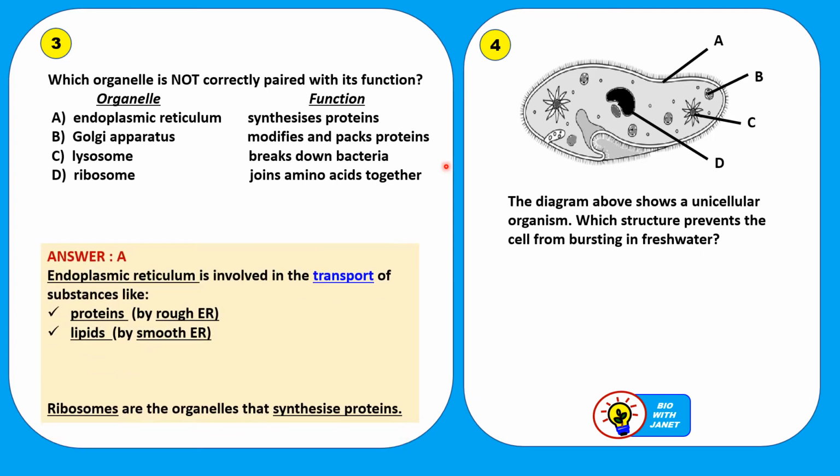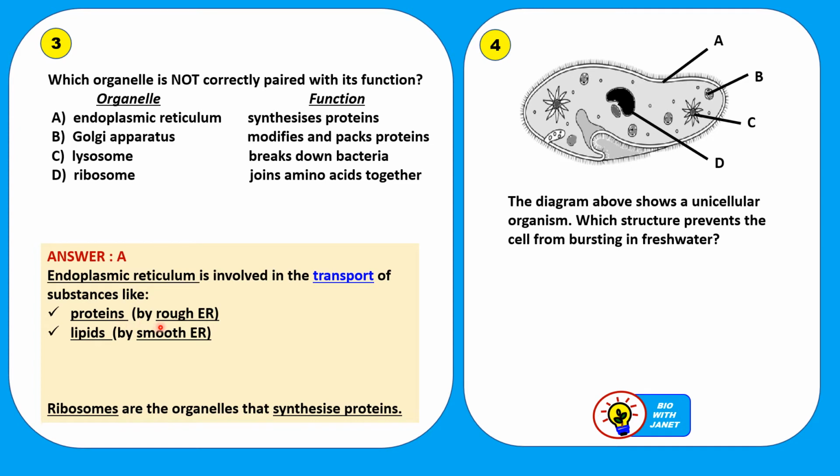Right? The answer is A. Endoplasmic reticulum does not synthesize proteins. So this function is wrong. So this organelle is not correctly paired with this function. Now, what is endoplasmic reticulum involved in? It's involved in the transport of substances, like proteins.